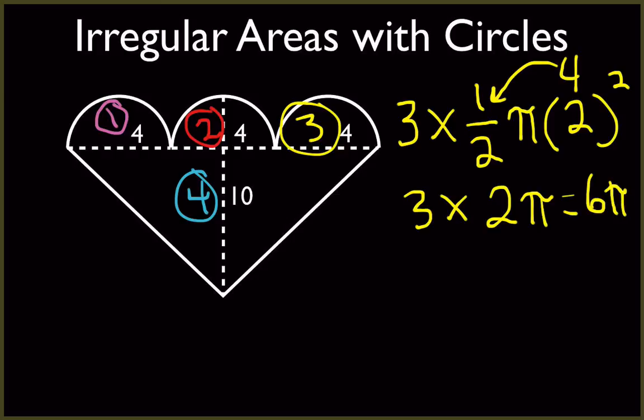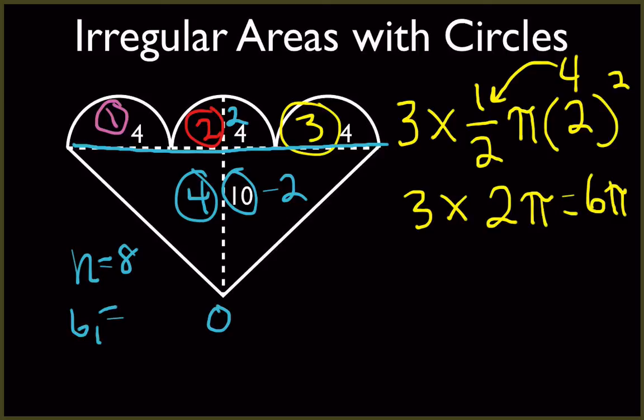Now I'm going to move on down to my blue section, which is the triangle. My height is not quite 10 because you have to remember I have a radius of 2 right there. So really my height for the triangle is 8, 10 minus 2. My base is all 3 of these circles together. 4 plus 4 plus 4 is 12. And then remember, base 2 on a triangle is 0.